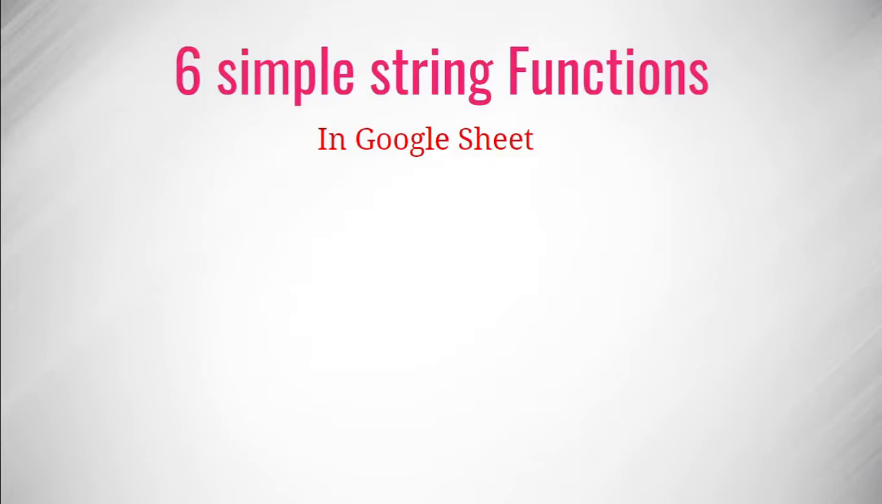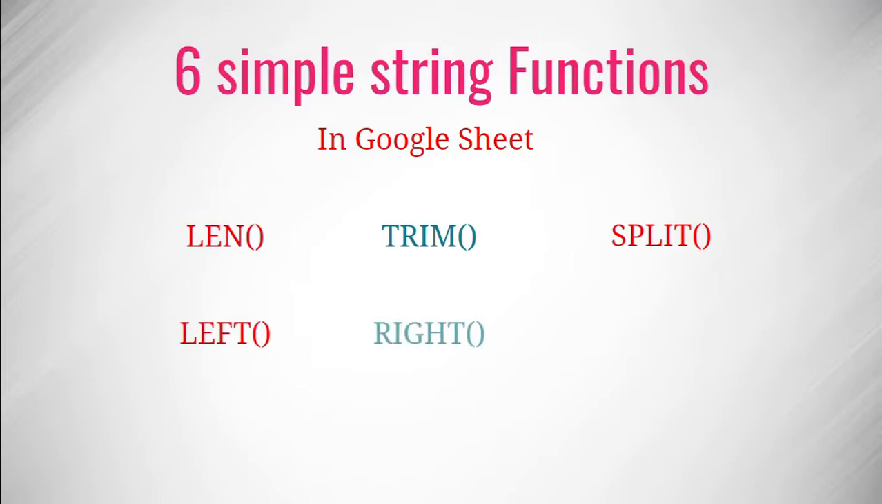This is part 5 of our Learn Google Sheet Functions video series. In this video, we are going to learn about 6 very simple string functions in Google Sheet. Those are len, trim, split, left, right, and the middle functions. I'll show you how these different functions work, and at the end we'll be doing a complete example to understand these functions in some more detail.